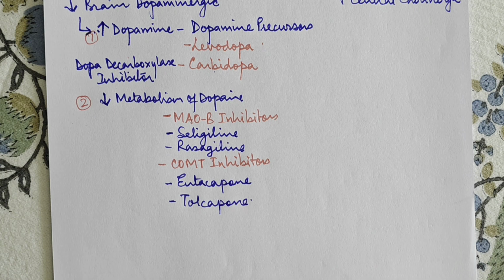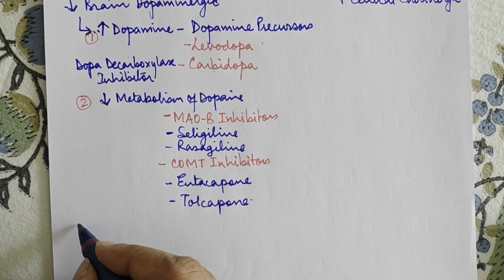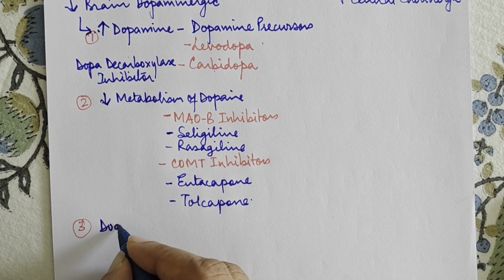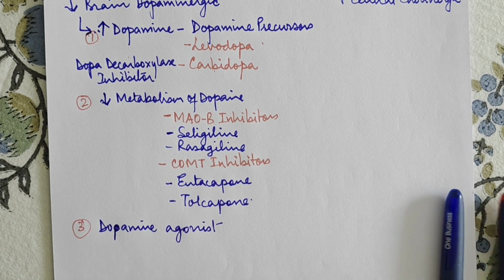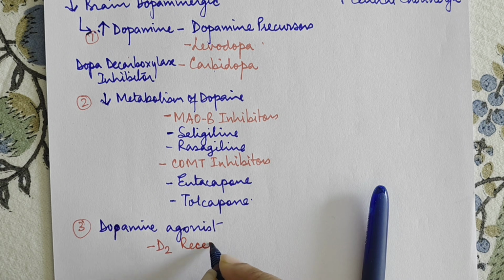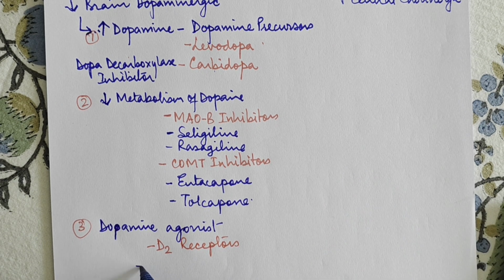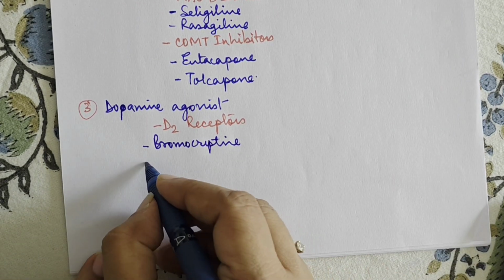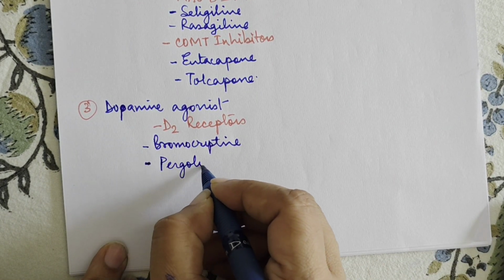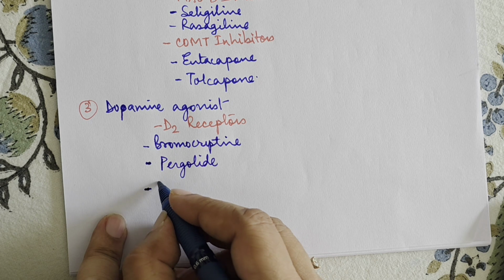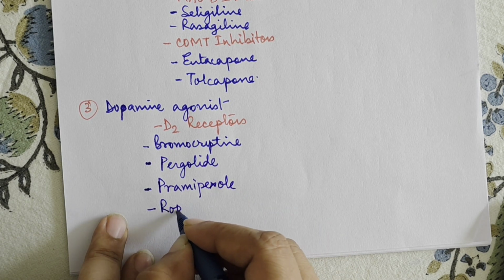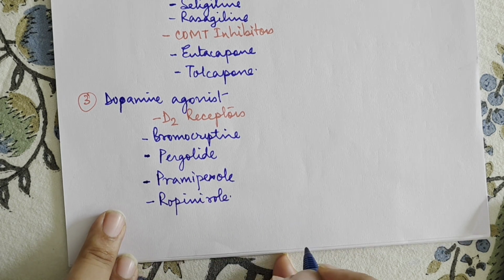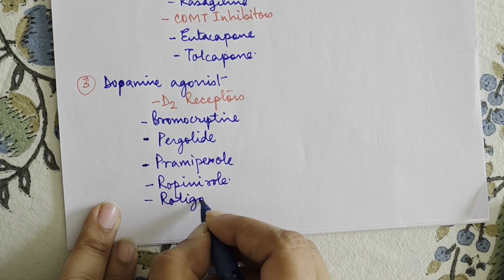Then after that we have drugs which are, I'll say, the third category, dopamine agonists, right? So in dopamine agonists we have drugs which are agonists at the D2 receptor, and in this the drugs that we have are ergot derivatives, that is bromocriptine and pergolide, and then newer non-ergot agonists are pramipexole and ropinirole, right? Then there are newer drugs also in this, that is rotigotine.